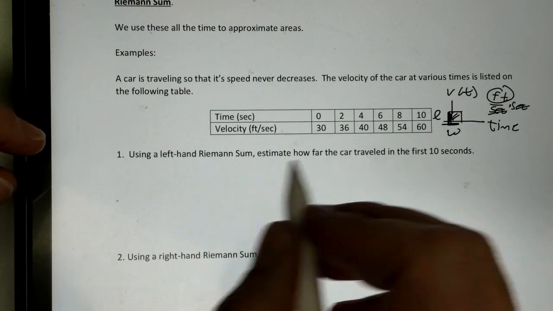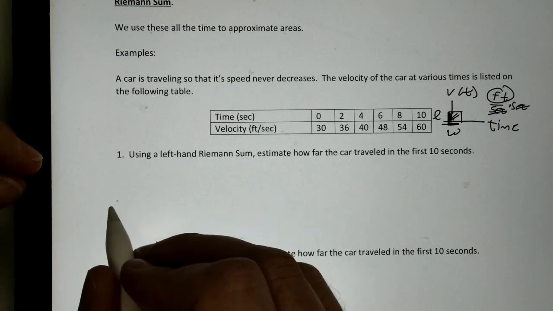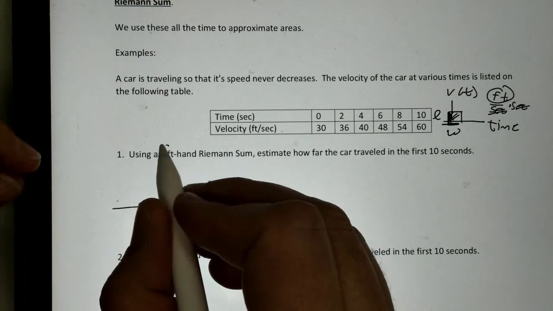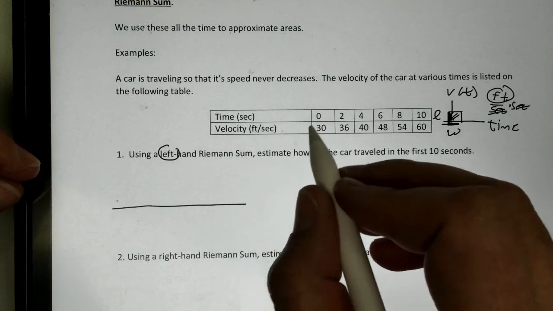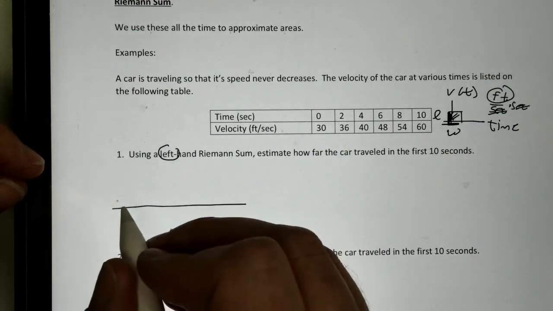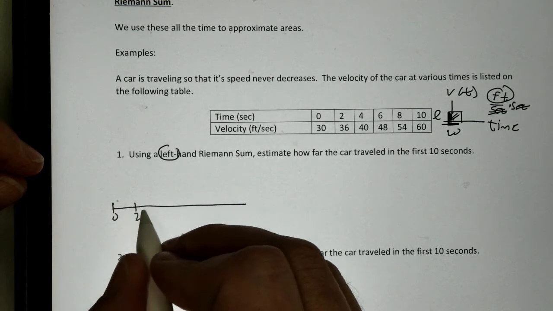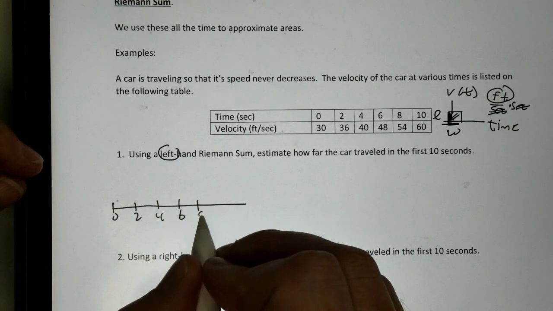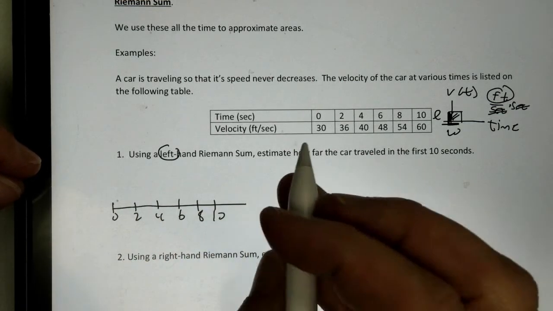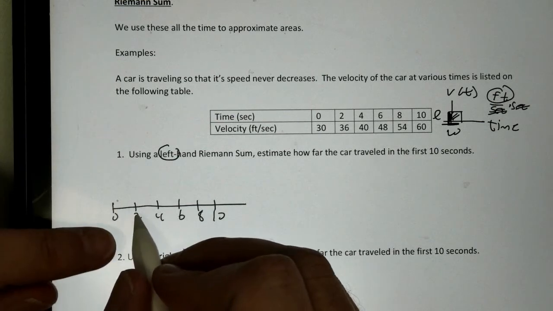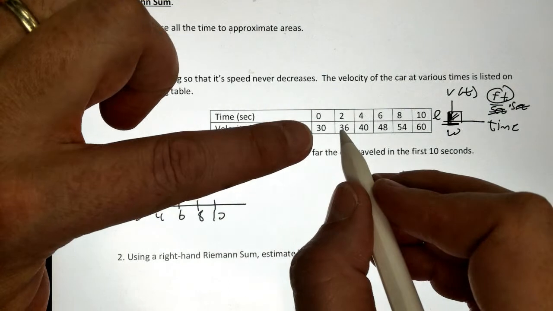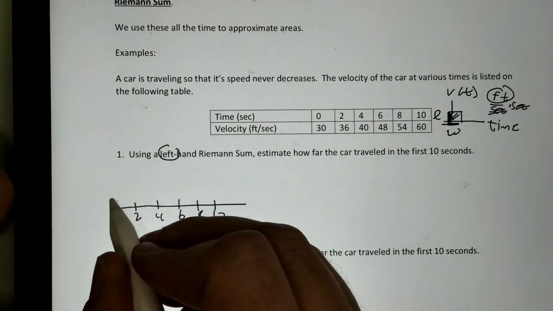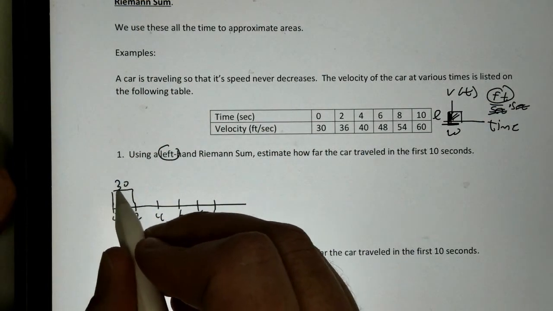So we want to do this. For the first 10 seconds, we're just going to set this up. We want a left-hand sum, so I'm going to set my numbers here. It doesn't tell me how many rectangles, so I'm going to use them all. So I'll go from 0, 2, 4, 6, 8, 10. Between 0 and 2, I'm going to use a number on the left. Between 0 and 2, left is 30, so I'm going to make a rectangle that has a height of 30.